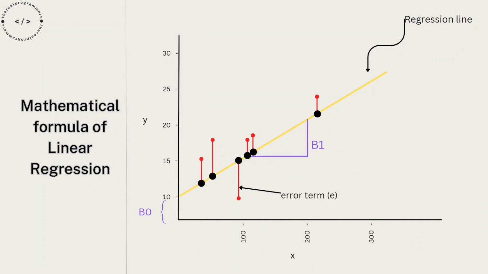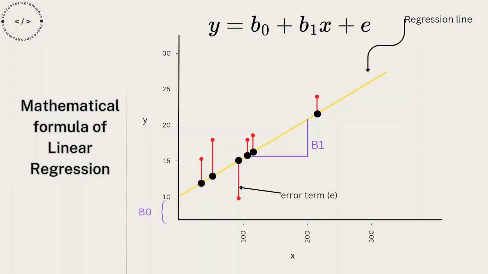In the mathematical formula of linear regression, we try to find the best fit line to minimize the error. Error is nothing but the difference between the predicted values and the actual values. The goal of linear regression is to minimize this error using something called a loss function or cost function, which I will explain in the next slide.